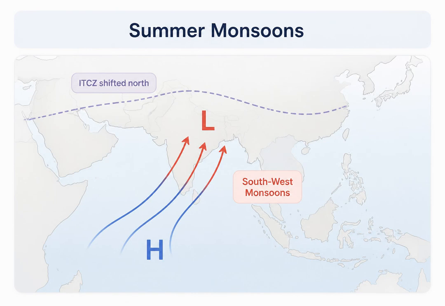During summer, the sun's apparent movement shifts north, pulling the trade winds with it. An intense low-pressure core forms over the northwest Indian subcontinent. As the southern hemisphere trade winds cross the equator to fill this low pressure, the Coriolis force deflects them to the right. They approach the Asian landmass as the moisture-laden southwest monsoons.